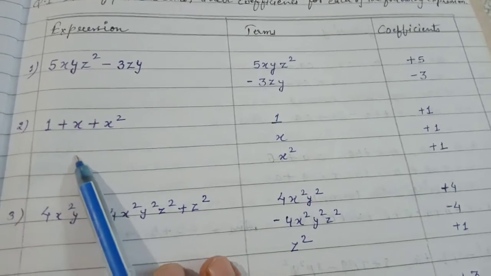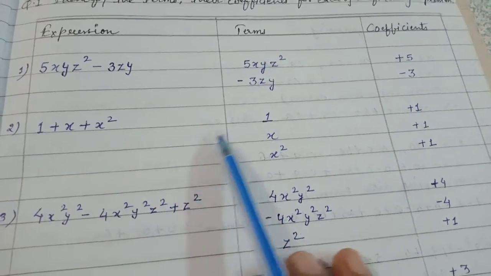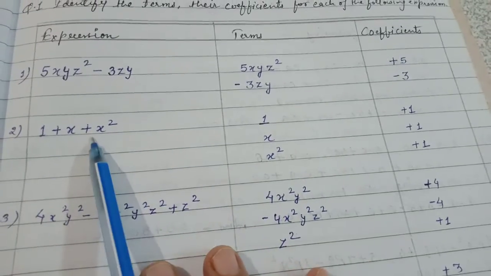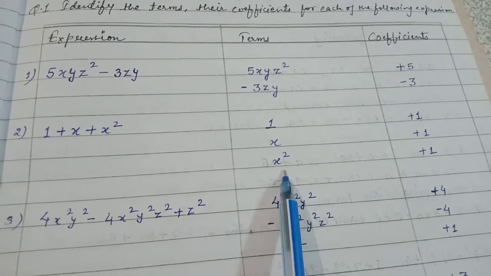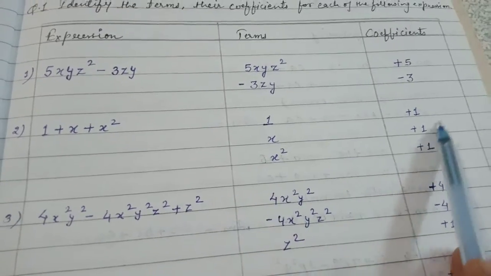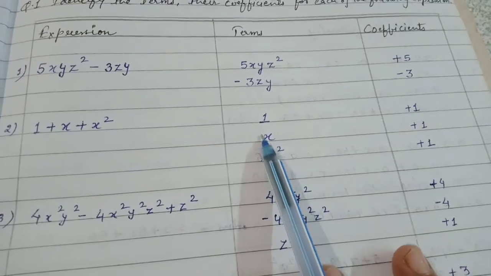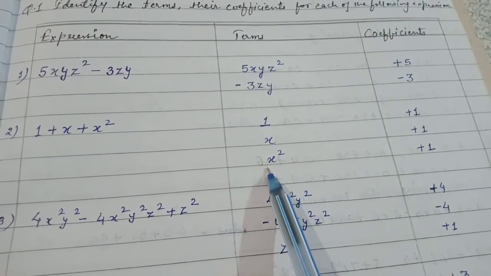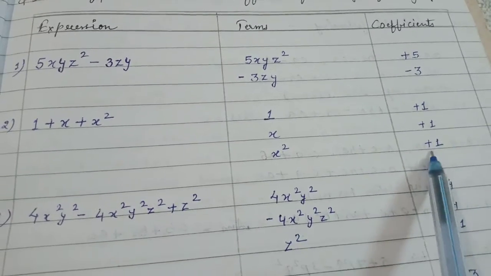Similarly, the second expression is 1 plus x plus x square. Here three terms are there. First one is 1, then x and then x square. And the coefficients are plus 1, plus 1, plus 1. Yahan koi number nahi hai. If there is no number, then the coefficient is plus 1.